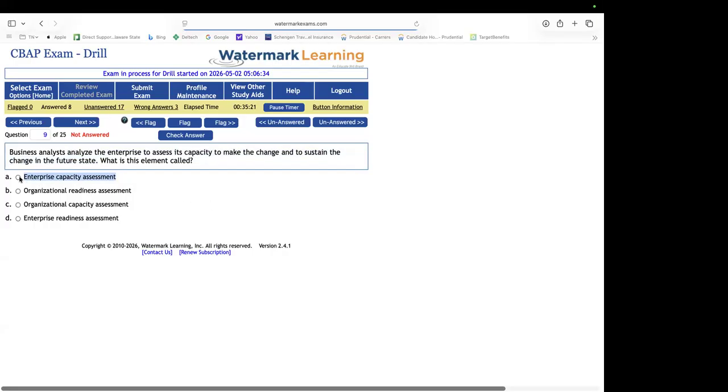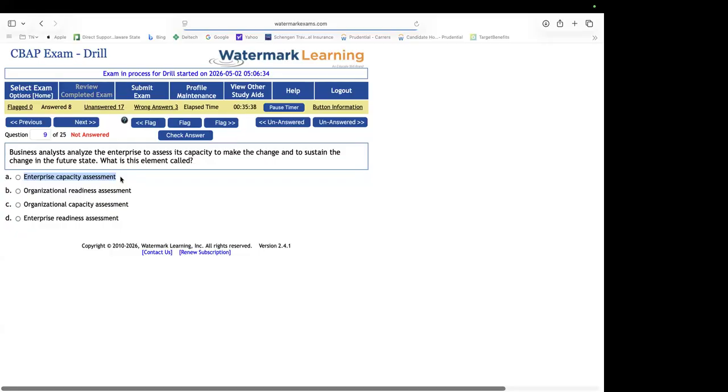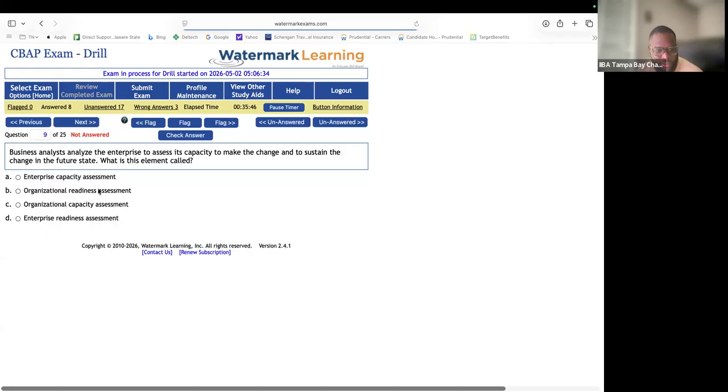Shetna, what do you think? Sorry, I don't have anything at the top of my mind. It would just be a blank guess. No, no problem. Organizational readiness or capacity, I would say. Okay.